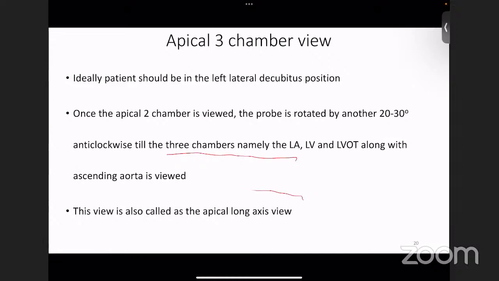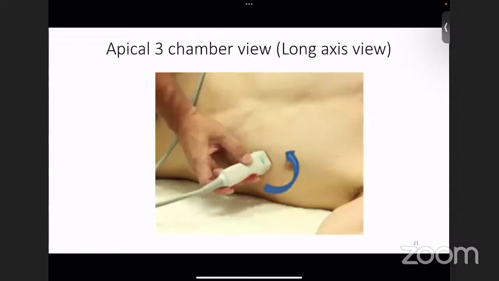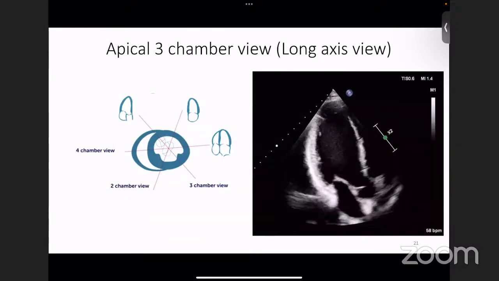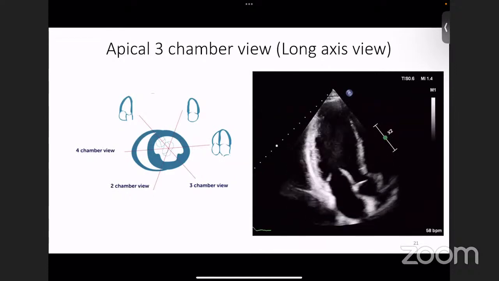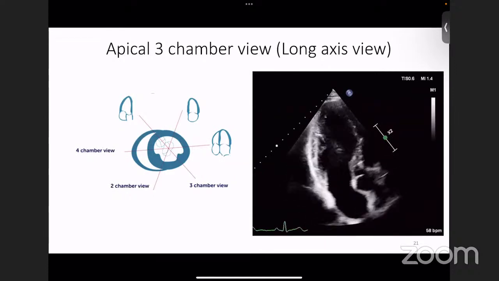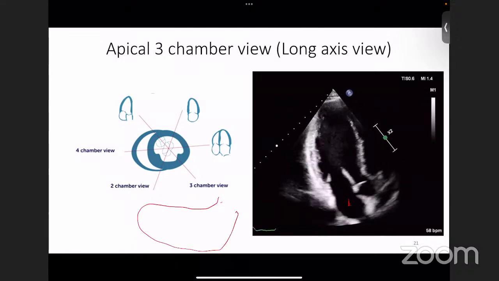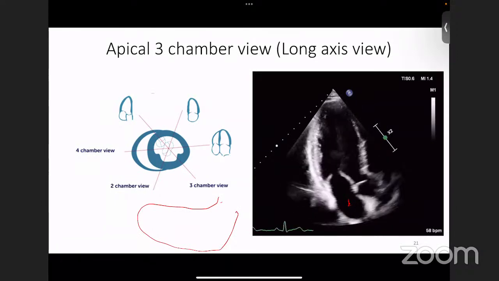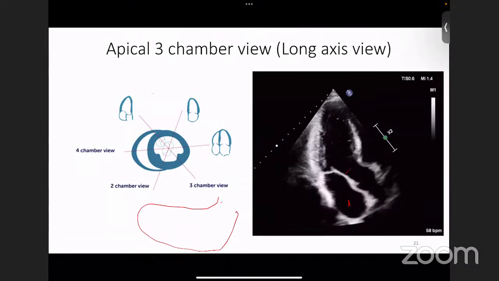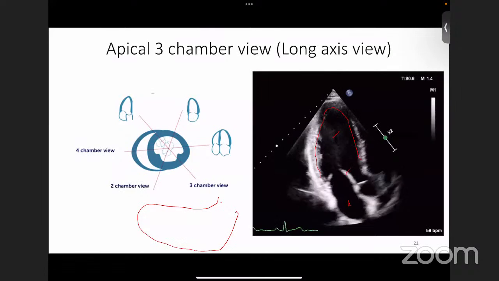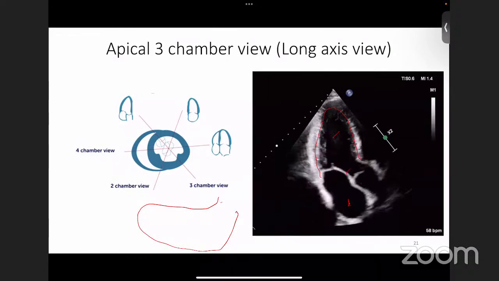So this view resembles the parasternal long axis view. This apical 3-chamber view is also called the apical long axis view. If you recollect what I showed in the parasternal long axis, it's the same structures but at a different angle. There you found it in the horizontal way, but here it is in the vertical. This is the LA, this is the mitral valve, the anterior leaflet. The leaflet which is nearer to the aorta is the anteromitral leaflet. And then this is the LV, a good contracting LV, the aortic valve and the aorta.